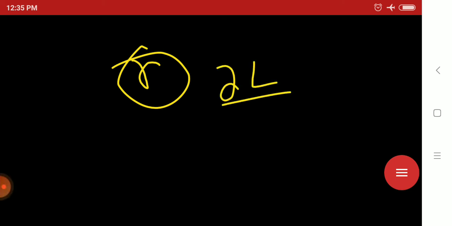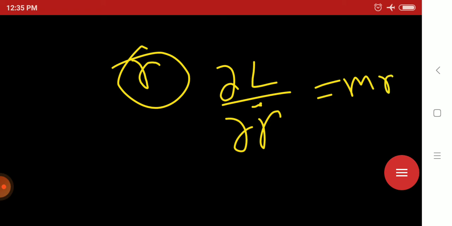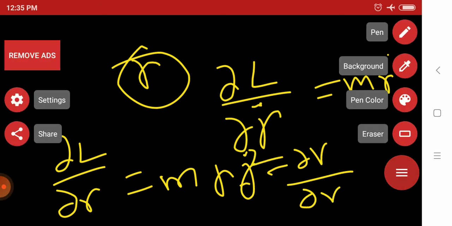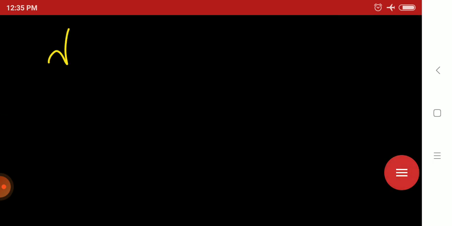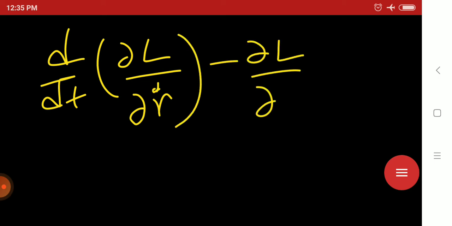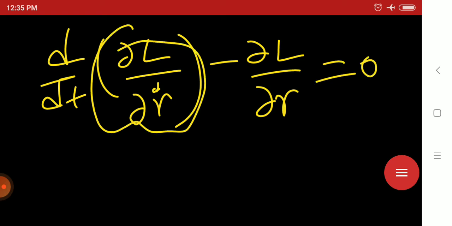So if we differentiate the Lagrangian with respect to r, what will we get? Del L by del r dot, we will get m r dot under central force, and del L by del r we will get m r theta dot square minus del V by del r. So I'm writing clearly here. From the equation of motion, taking generalized coordinate r, we get d by dt of del L by del r dot minus del L by del r equals 0.